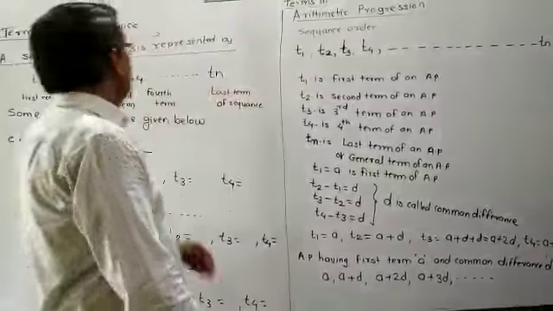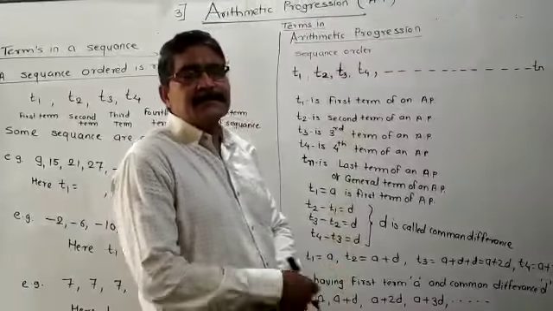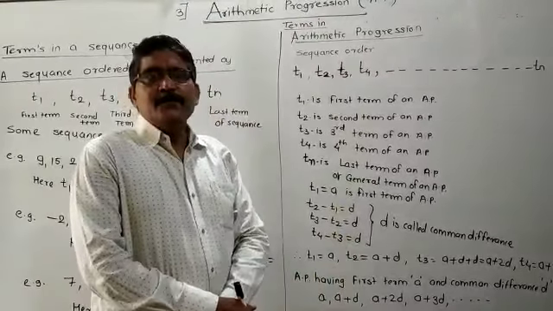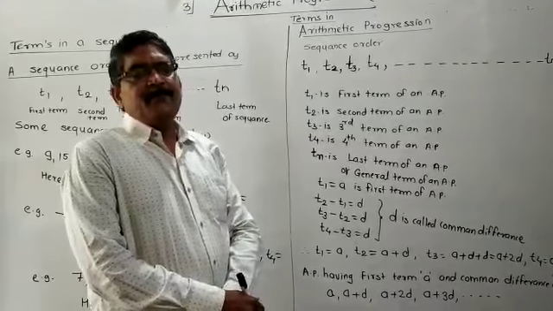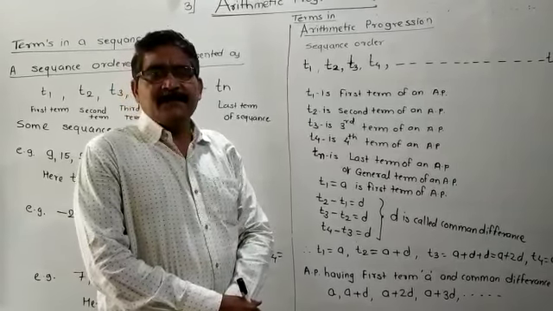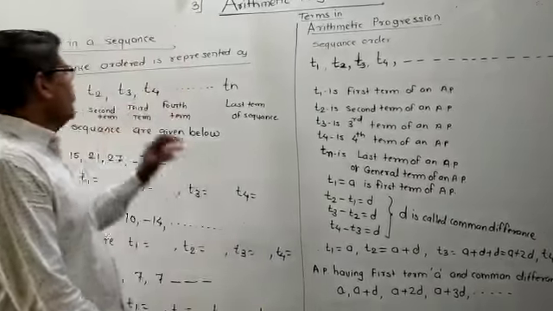You have to start with terms in a sequence and terms in arithmetic progression. How the terms will come in the sequence as well as in AP. The pattern of the terms in a sequence and the terms in an AP are the same. You just have to observe these things.